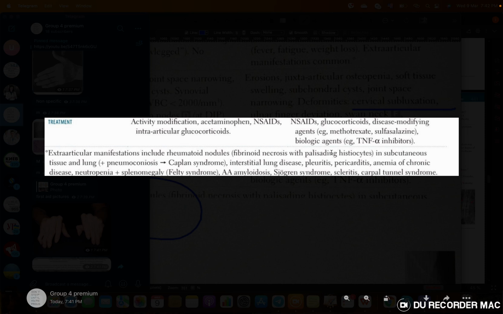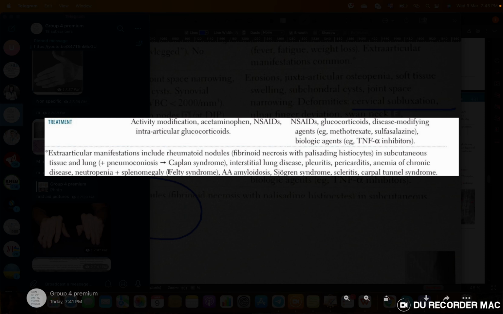They write here that except for the nodules, the subcutaneous nodules, lung involvement can happen, such as, for example, if you have pneumoconiosis plus rheumatoid arthritis, we call that Caplan syndrome. Also, some other conditions can occur. For example, if you get lung disease plus you get blepharitis, pericarditis, anemia of chronic disease, this also can be possible. If you get neutropenia with splenomegaly and rheumatoid arthritis, we call this Felty syndrome. AA amyloidosis, which is a secondary type of amyloidosis. Sjogren syndrome, which is the dryness everywhere.